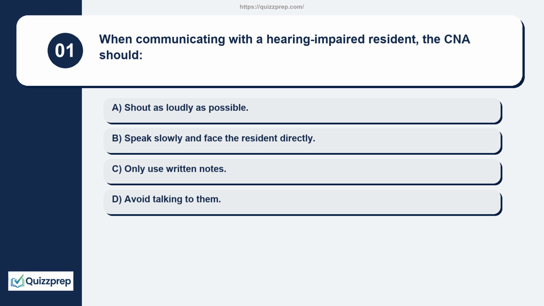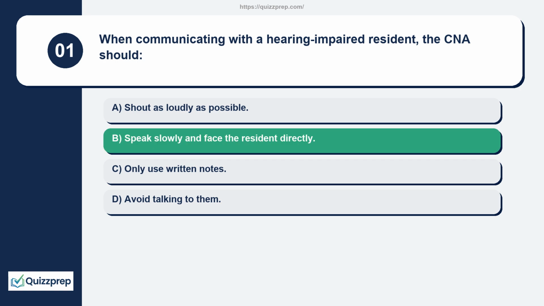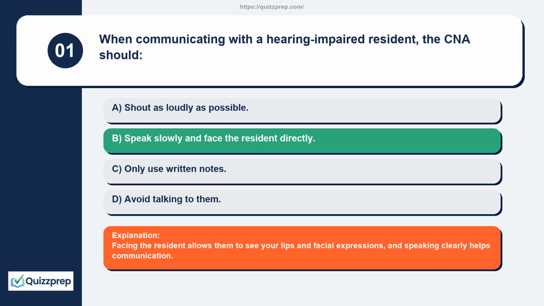Question 1. When communicating with a hearing-impaired resident, the CNA should: shout as loudly as possible, speak slowly and face the resident directly, only use written notes, avoid talking to them. Facing the resident allows them to see your lips and facial expressions, and speaking clearly helps communication.